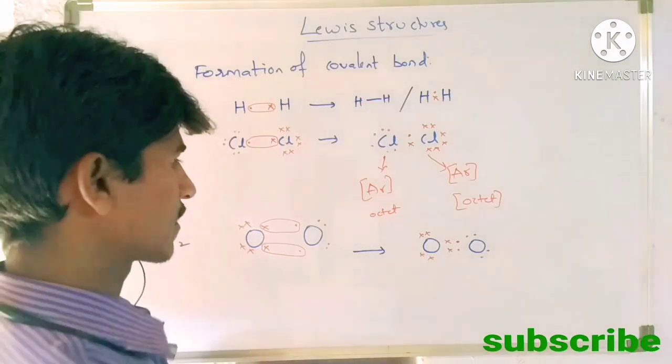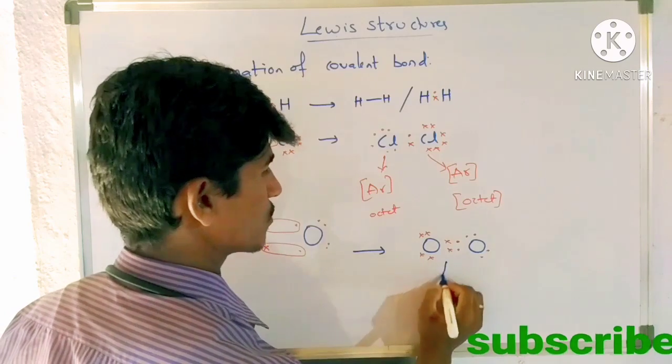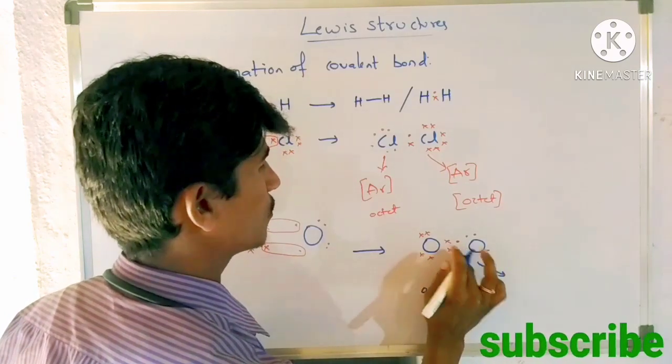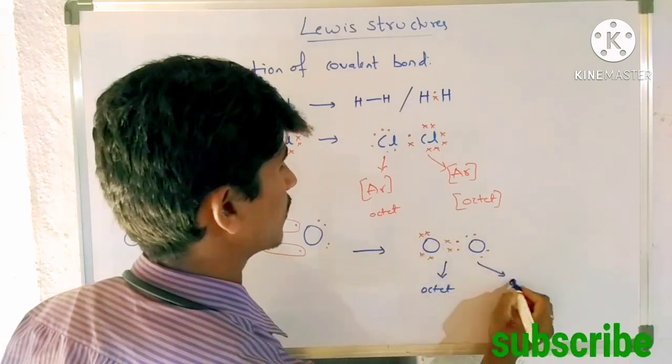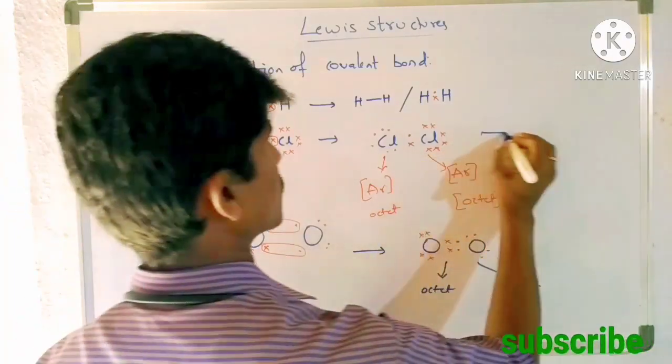So here, this oxygen has how many electrons? You can count here 1, 2, 3, 4, 5, 6, 7, 8. So it got octet configuration. This one also got 1, 2, 3, 4, 5, 6, 7, 8, octet configuration. So they get stability.